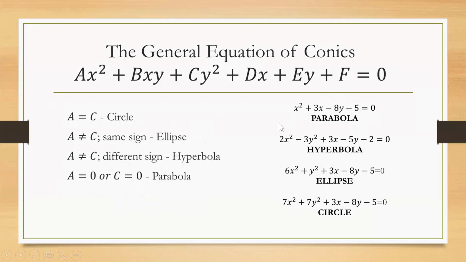We have our examples here. The first equation: x squared plus 3x minus 8y minus 5 equals 0. This is a parabola because we cannot find the y squared term. We cannot find the C, so that means C is 0. Again, if either A is equal to 0 or C is equal to 0, then the equation is a parabola.